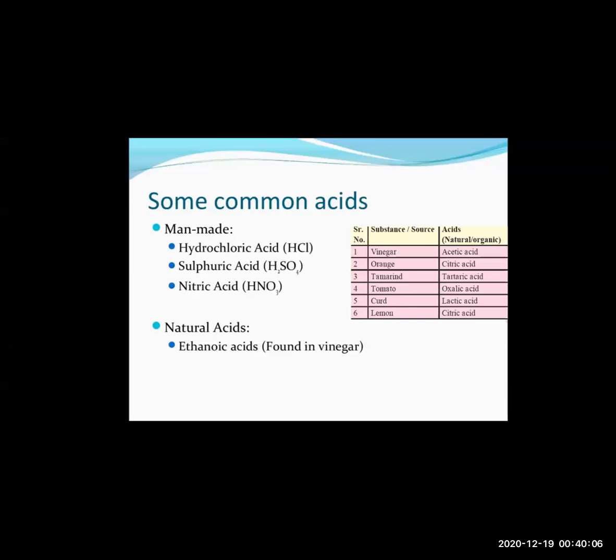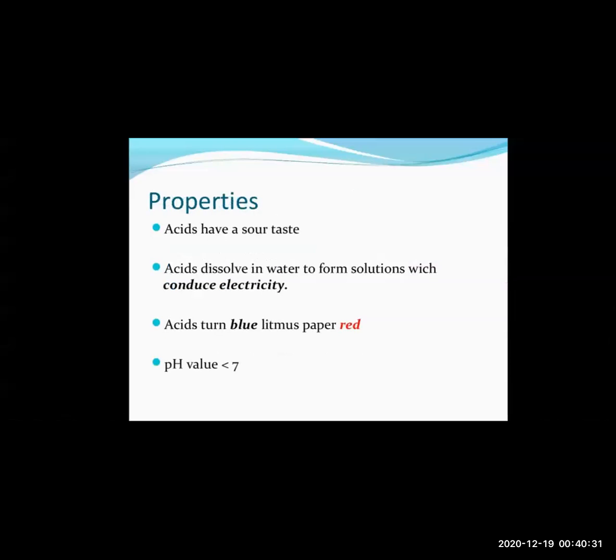These are natural acids, which do not harm our body. So they are called natural acids. And the man-made acids, such as hydrochloric acid, sulfuric acid, and nitric acid, are harmful, and they are only used for performing reactions in the lab.